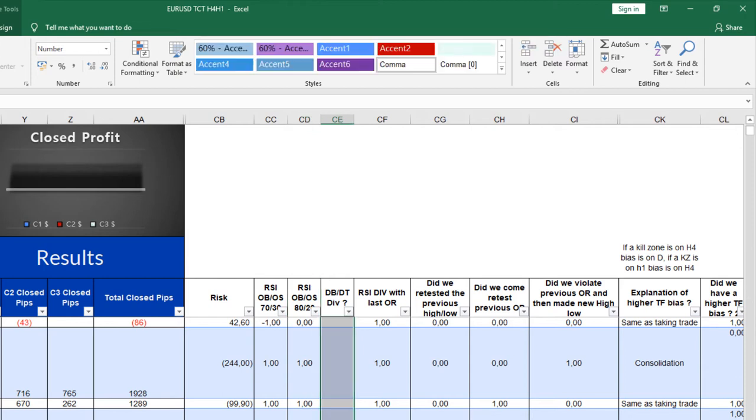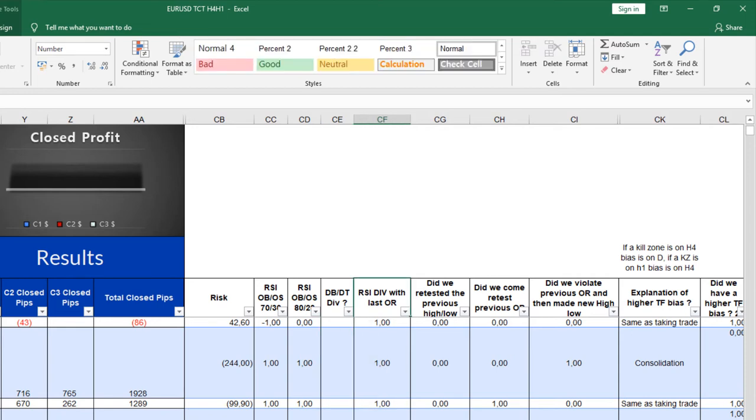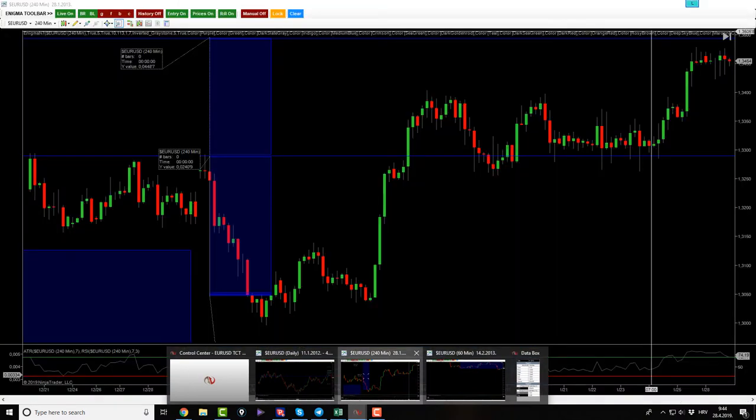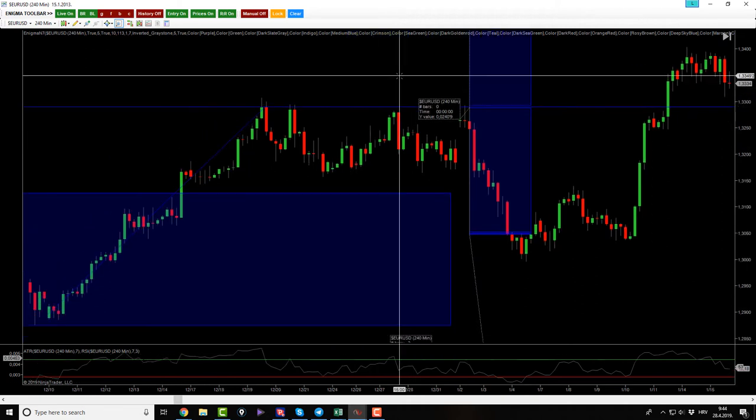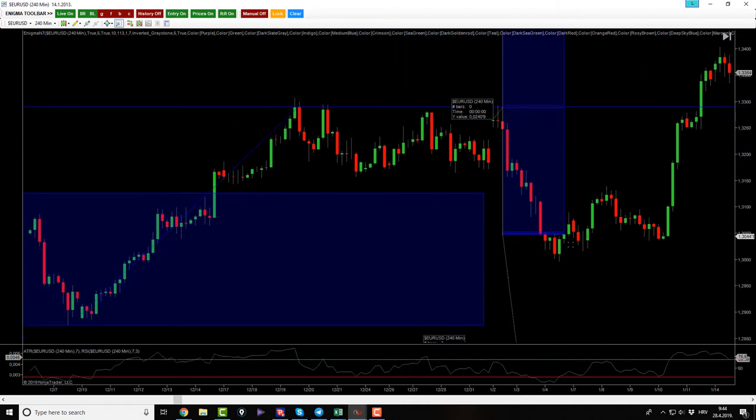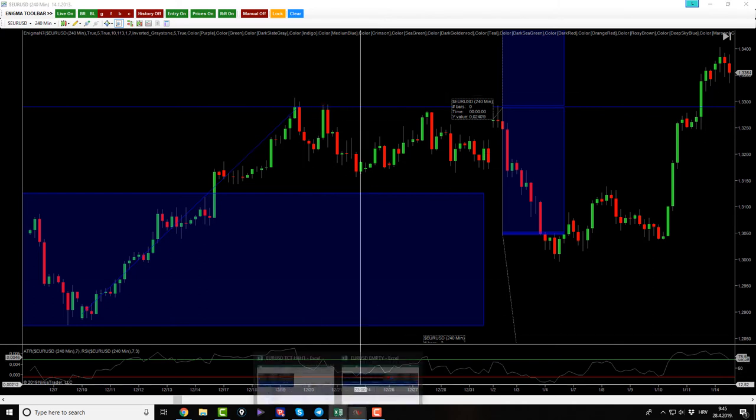If I'm using the double bottom, double top as the entry point, did I get the divergence? Is the RSI divergent with my entry signal with the previous outside return in the kill zone that it had to pull back to? Did we retest the previous high low? For example, in this case, look at this. Prior to us getting the signal candle here, we did make a retest. You see this? We did make a retest, and this would be a double top. So this is a filter that I'm gonna use later.